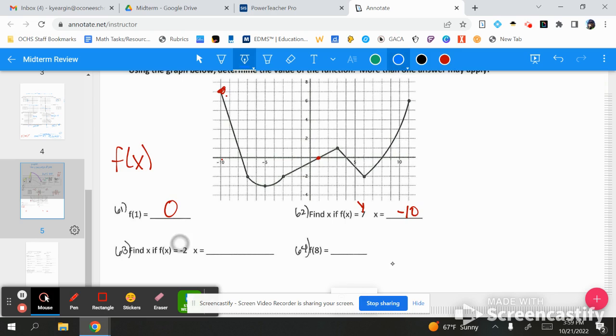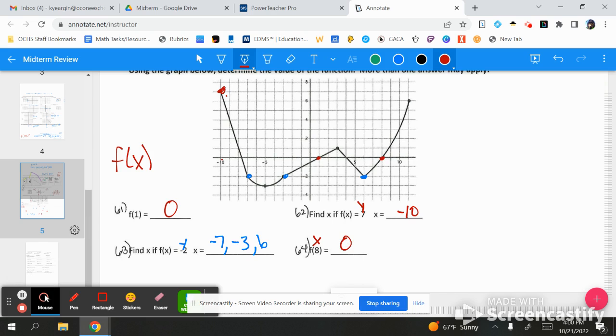For this problem, our y value is -2. That's here. We notice that -2 happens 3 times. So we have to list each of those x values: -7, -3, and 6. This one, we were given the x value is 8. So we come out to where 8 is, and we see that the y value that goes with 8 is 0.